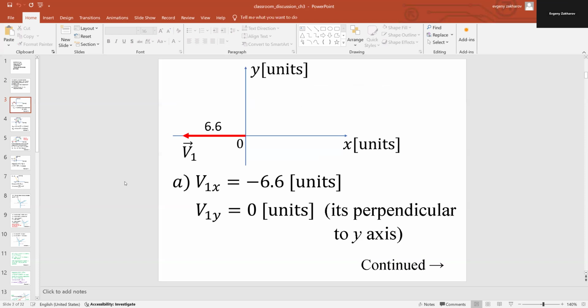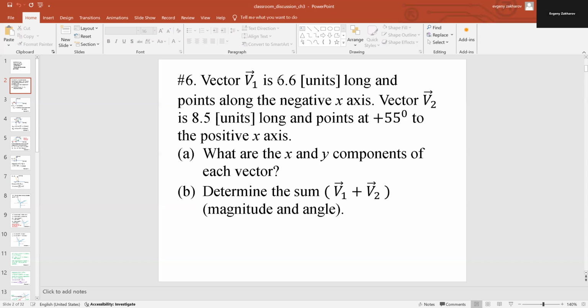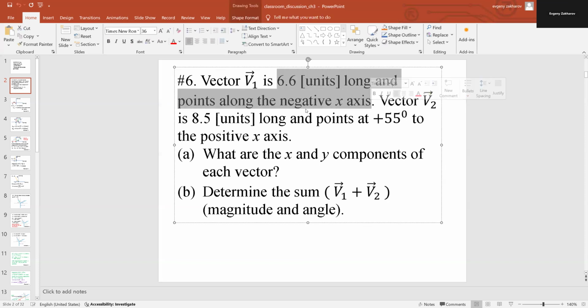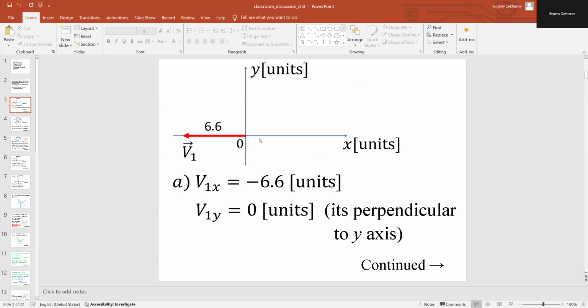So here's the first vector shown, once again, 6.6 units. And along the negative x-axis, this is the direction for my positive x in blue. And red color shows the opposite direction. So right away you say the x component for v sub 1 must be negative because it's pointing in the opposite direction. It should be clear that it's not just 6.6, it's a negative 6.6 for the x component of this vector.